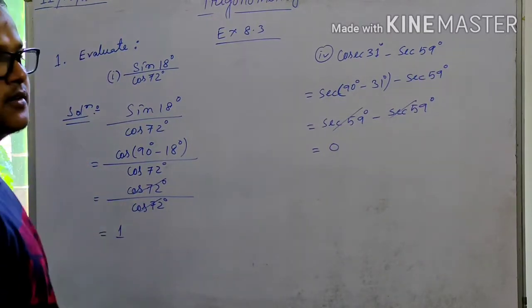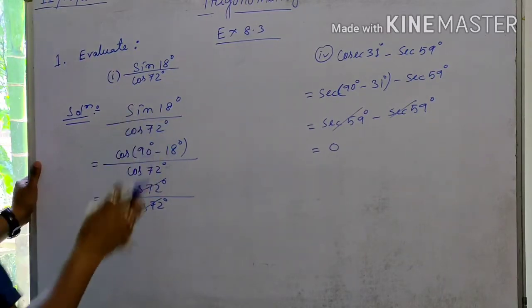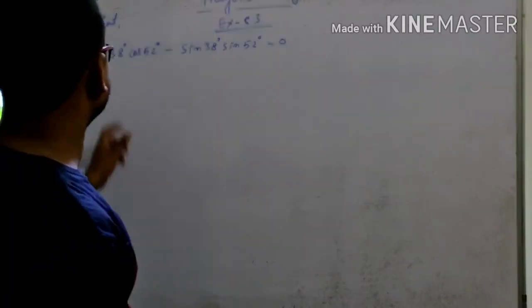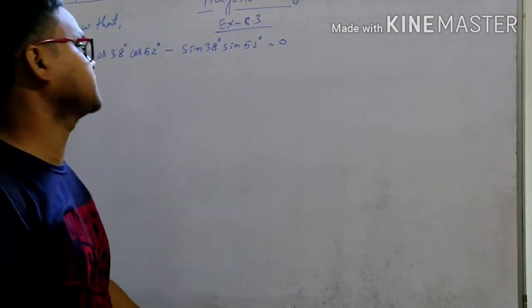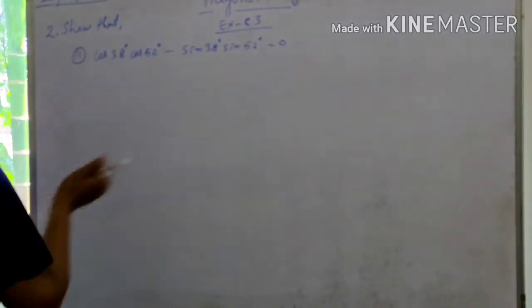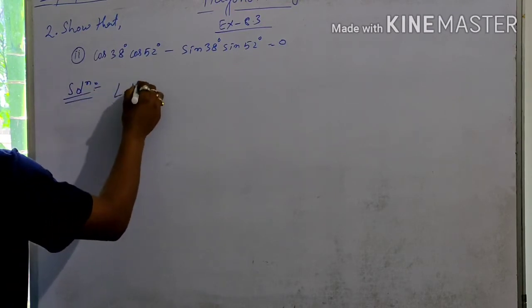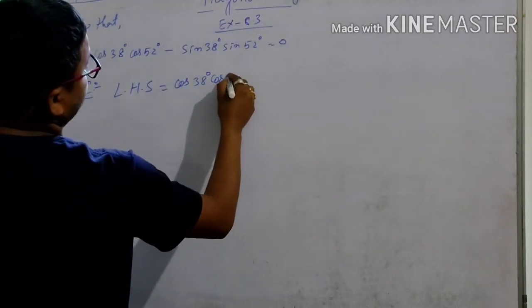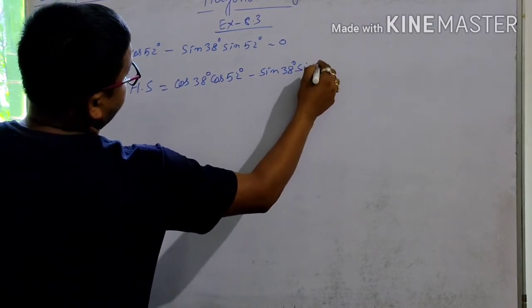So clear? So I take another question. And questions 2 and 3, these are homework, you try to solve. So question number 2, show that cos 38 degree into cos 52 degree minus sin 38 degree into sin 52 degree is equal to 0. So you have to prove. So solution. You take the left hand side. The left hand side value is cos 38 degree, cos 52 degree minus sin 38 degree, sin 52 degree.